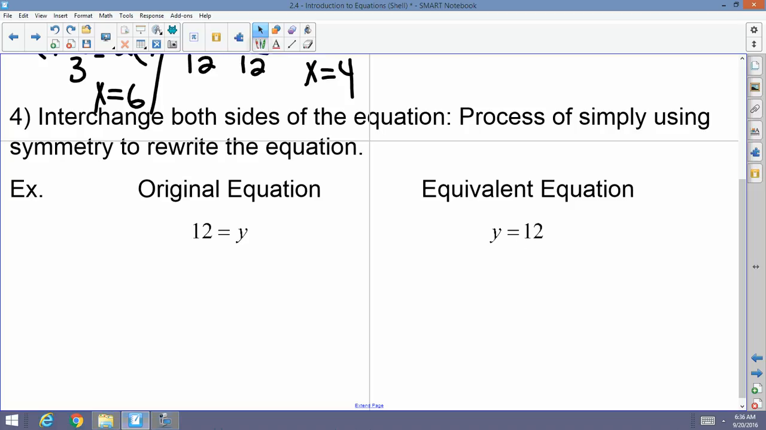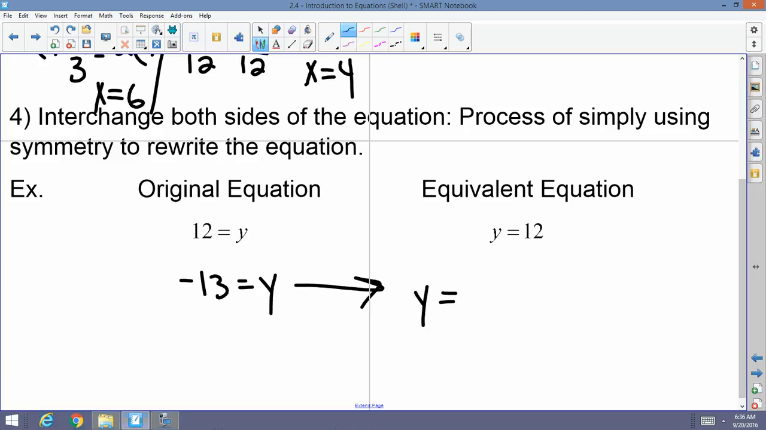So, for example, if I have negative 13 equals y, that will equal y equals negative 13. Please do not keep the negative with the y there. Keep it with the 13. All right.